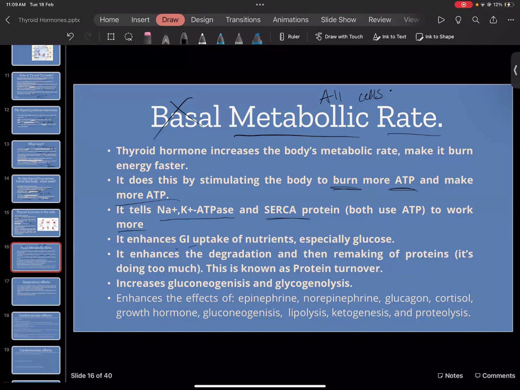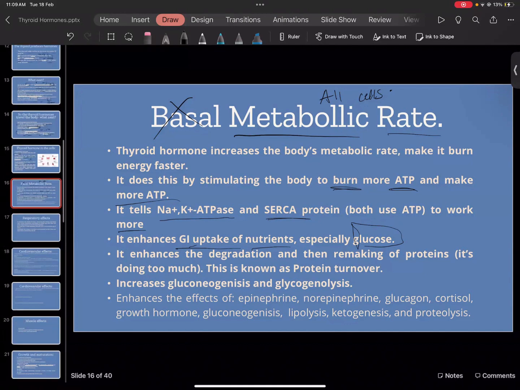It enhances the GI uptake of nutrients, especially glucose. It enhances the degradation and then remaking of proteins. So basically, this is called protein turnover. And it increases gluconeogenesis, which is the production of glucose, and glycogenolysis, which is the breaking down of glycogen.